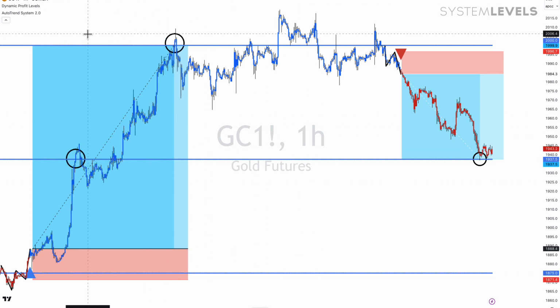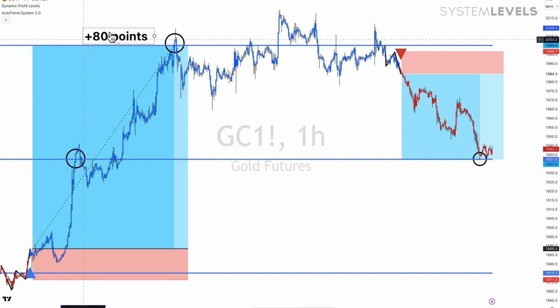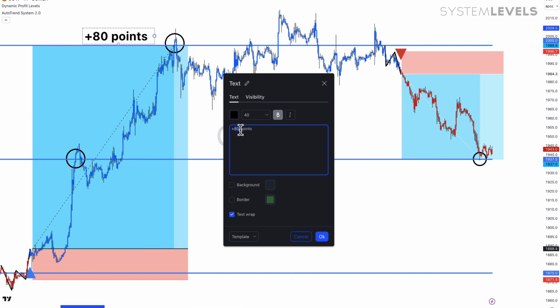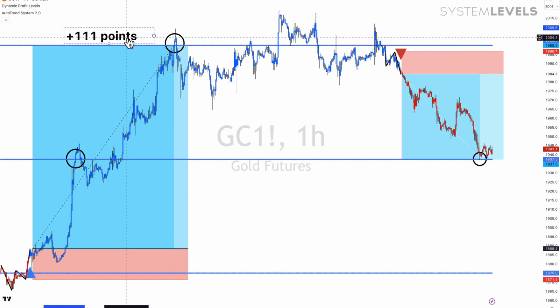We had our first trade here. It hit both our profit targets, so that was around 111 points in total profit, sorry, not 80 points. Obviously it depends on whether you're scaling out or taking all at once, right? But that's the available total profit that this trade had to offer.